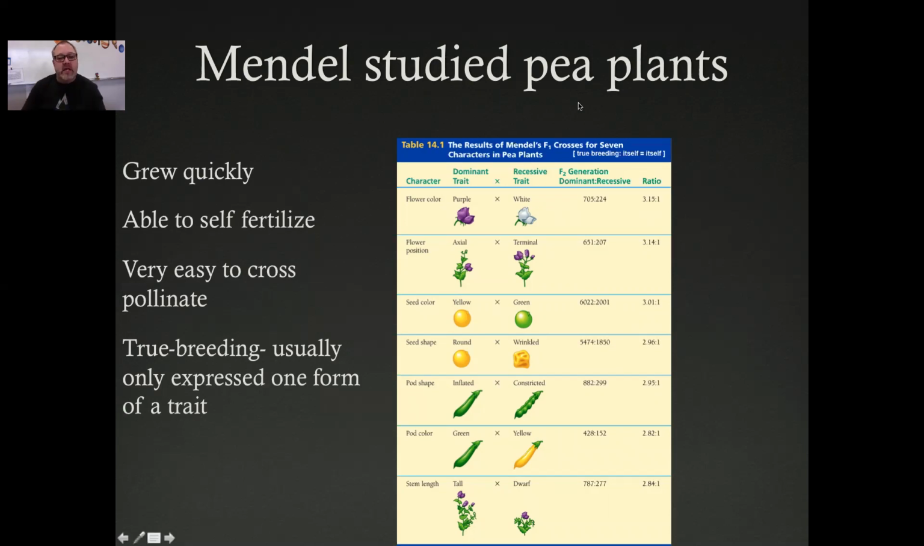Some of the things that he was studying was the flower colors, so purple versus white. The position of the flowers: axial, which means on the side of the plant, versus terminal, which is up at the top here. If you look at the picture, maybe that'll work better. The seed color, it's either yellow or green. The seed shape is either round or wrinkled. The pod shape is either inflated or constricted. The pod color could either be green or yellow. And then the length of the stem could either be tall or short, or what we call dwarf.